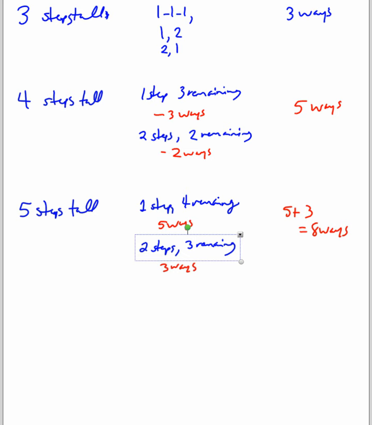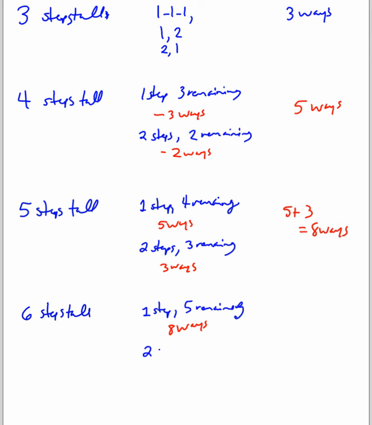So we're going to continue that. So let's see what happens if the staircase is 6 steps tall. I could take 1 step first, and then I would have 5 remaining. But I just found out that there were 8 ways of doing 5. But alternatively, I could take 2 steps first and have 4 remaining. And I found out that there are 5 ways of doing 4. So that means together I've got 13 ways.